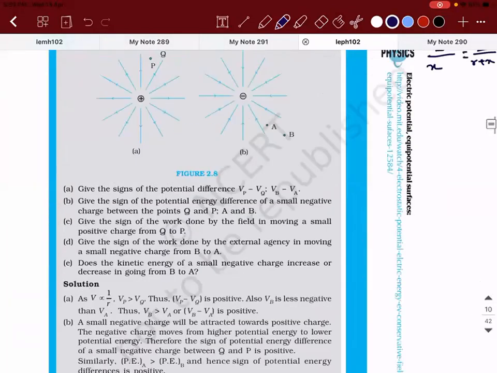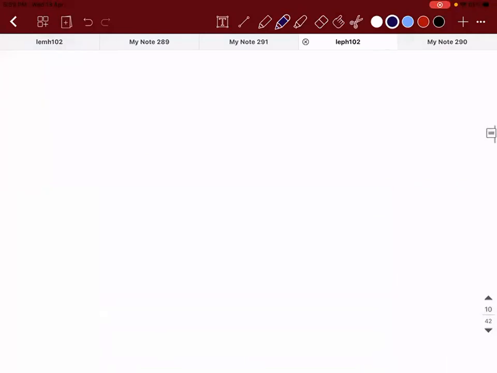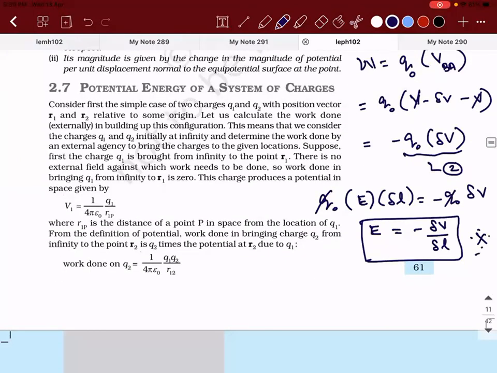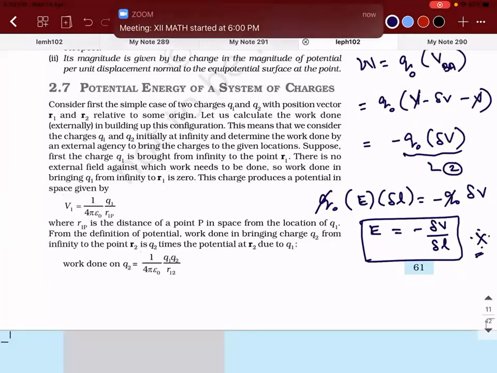So this is a relation, guys. E is equal to minus delta V divided by delta L. And here, let me tell you one last point. There are two important points I need to tell you. Delta V by delta L is called the potential gradient.